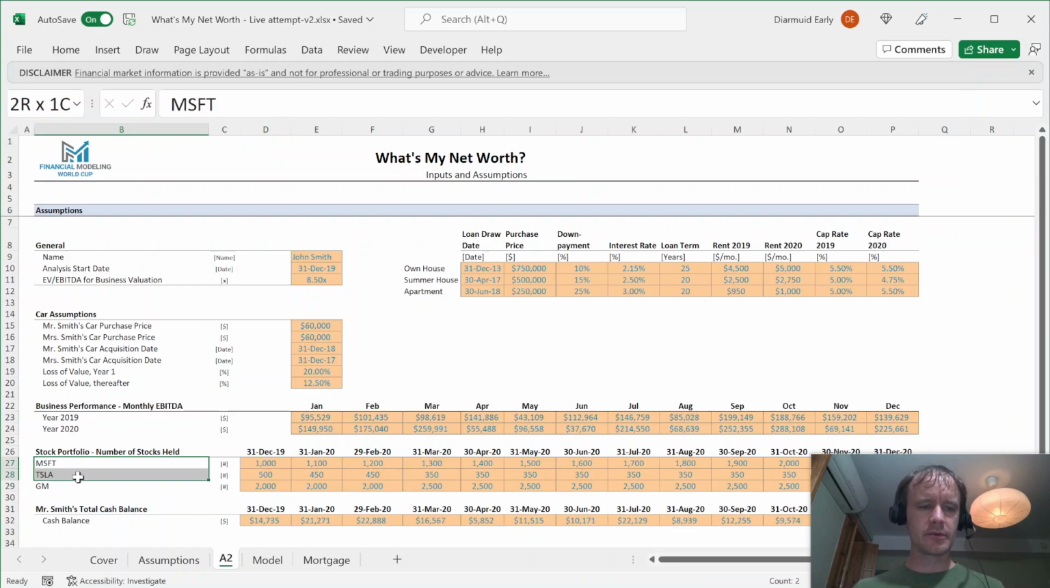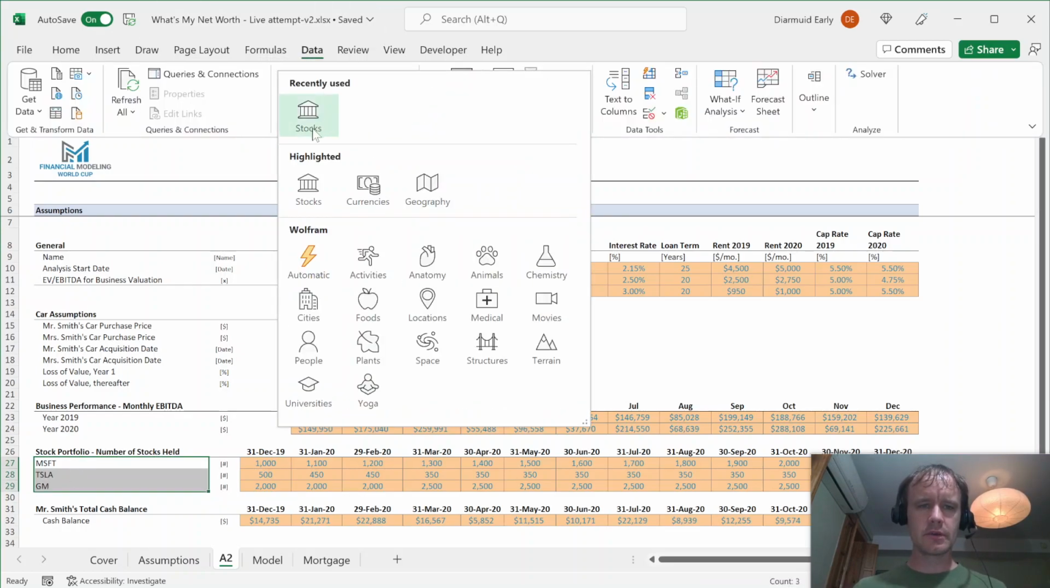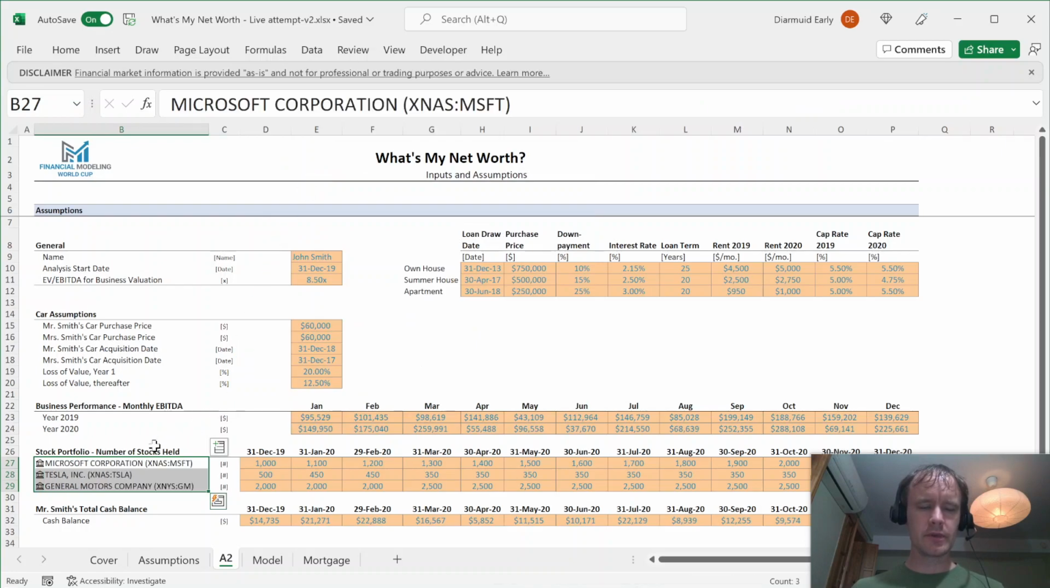And then the second thing is I'm going to take these stocks and go data types, and convert them into stocks, and it'll spin for a second, and then you'll see that MSFT ticker has turned into this little stock symbol and Microsoft Corporation.